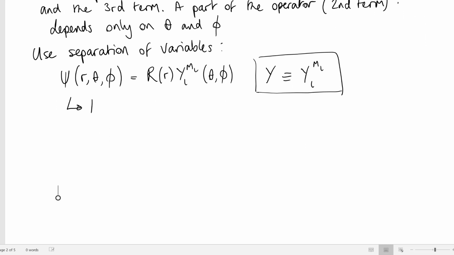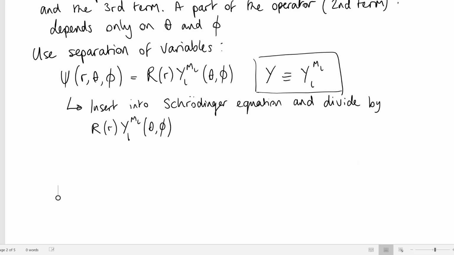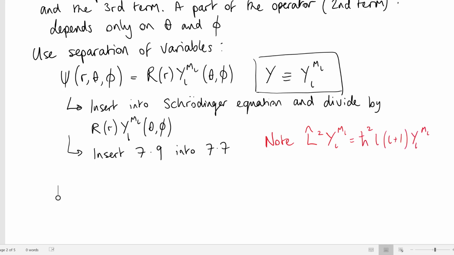What we're going to do is insert this into the Schrodinger equation, and typically we divide by that same function as part of the approach that we learned in chapter 2 regarding solving using the separation of variables. Another way of putting this is to say that we're going to insert equation 7.9 from the textbook into equation 7.7. We also will note here a way of simplifying our expression ultimately by recognizing a solution obtained from chapter 6. Let me rewrite this fully.